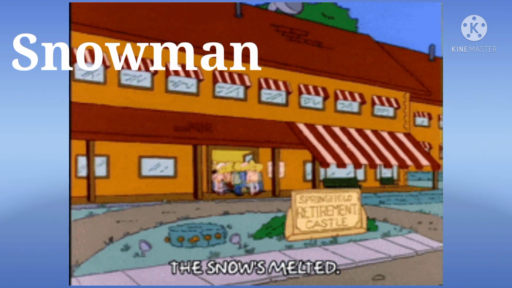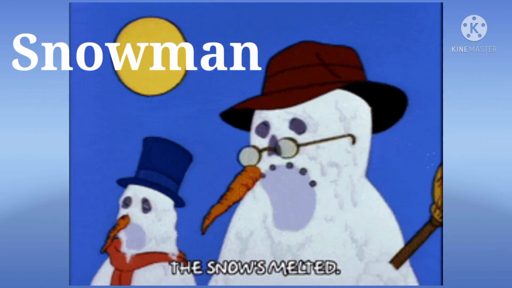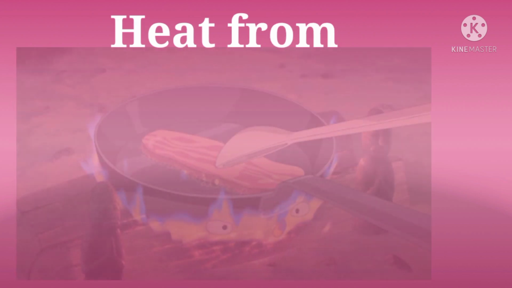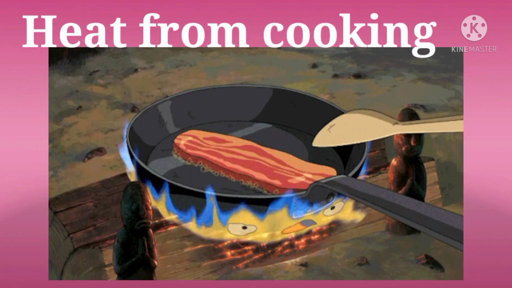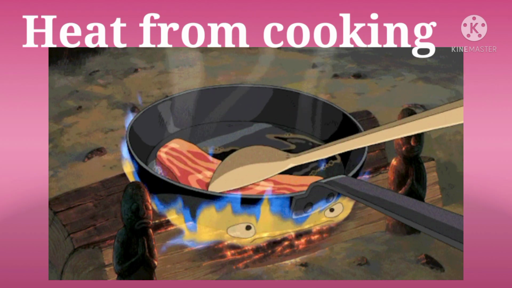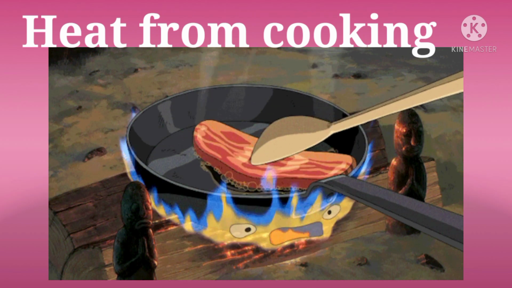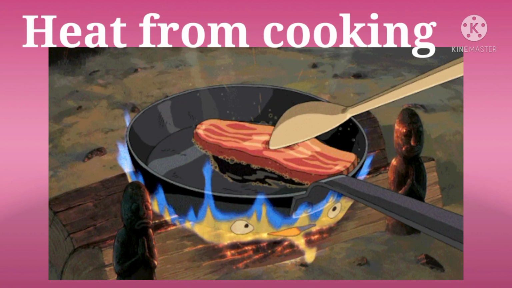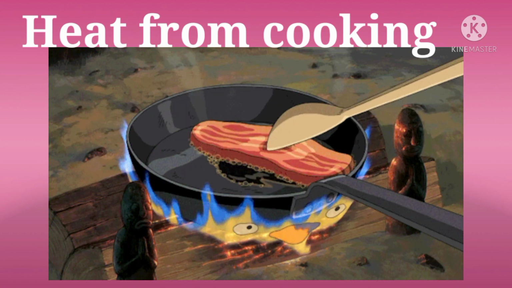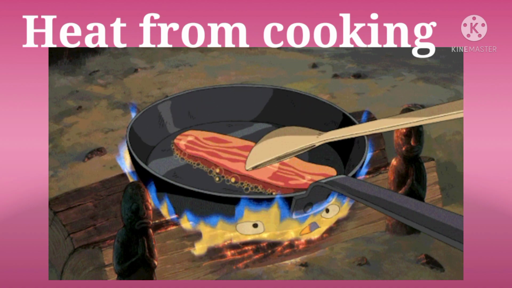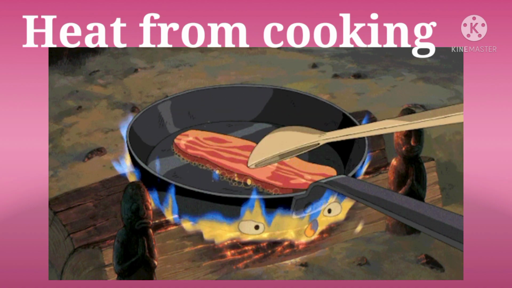Now, the things that can cause a solid to melt. What are these things? Number 1, we have the sun. Number 2, we have heat from cooking. These are things that can make a solid melt. Now, let's watch a video on solids and their properties.